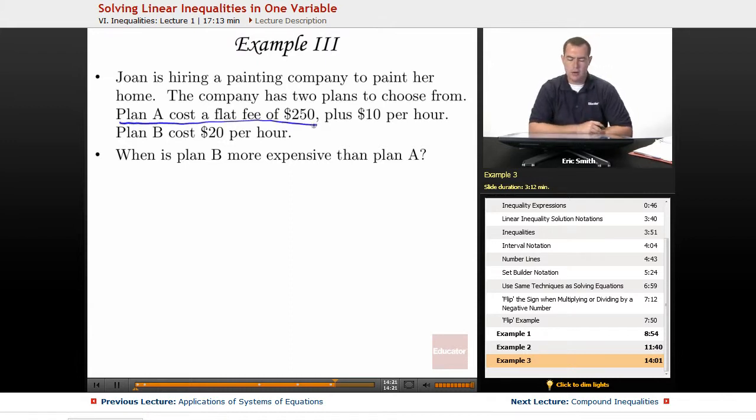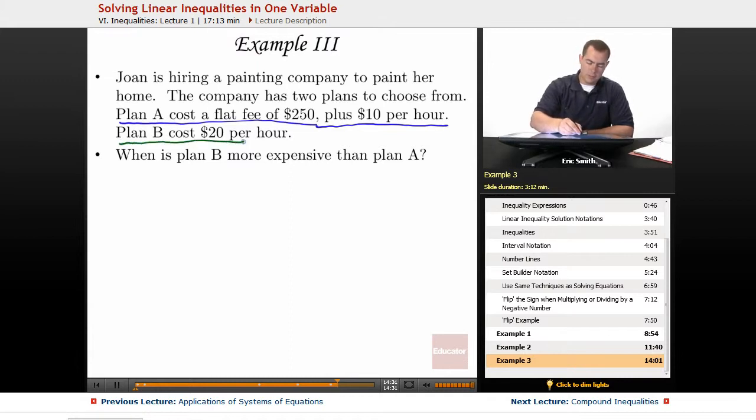In Plan A, they charge you a flat fee of $250 and $10 for every hour that it takes to paint the house. For Plan B, they don't charge you any flat fee, but they will charge you $20 per hour. So the question is, when will Plan B be more expensive than Plan A?